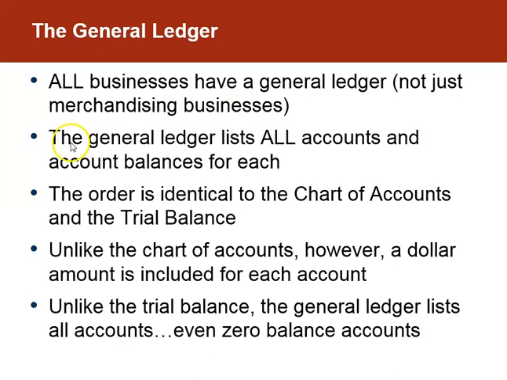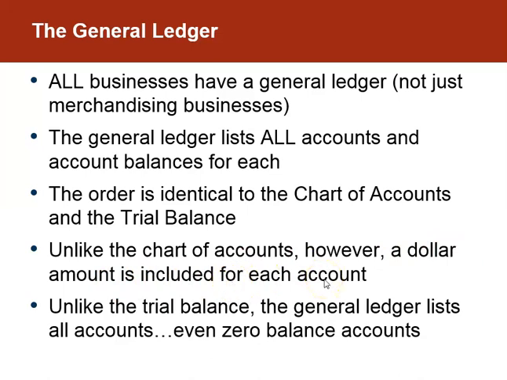All right, it says that the general ledger lists all accounts and account balances for each. Okay, so with that in mind, that it lists all accounts, the order is identical to the chart of accounts and the trial balance. Okay, now here's where things start to change up a little bit. The chart of accounts lists all accounts no matter what, and so does the general ledger. However, it says a dollar amount is included for each account.